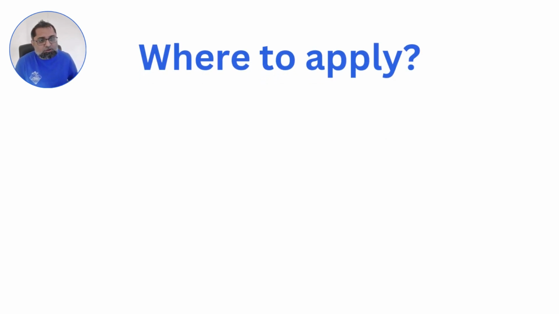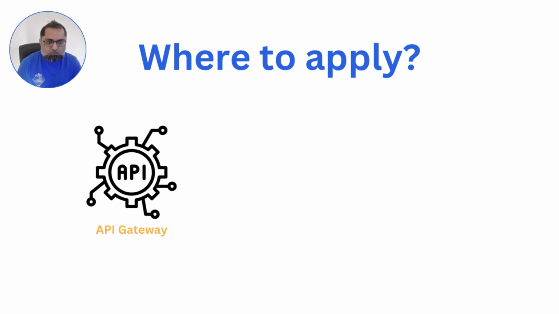Now, where should rate limiting be applied? The best place to enforce rate limits is at the API gateway level. API gateways like AWS API Gateway, Kong, or Gloo Gateway are designed to handle request limits before they even reach your backend, making them the most efficient option for large scale systems.